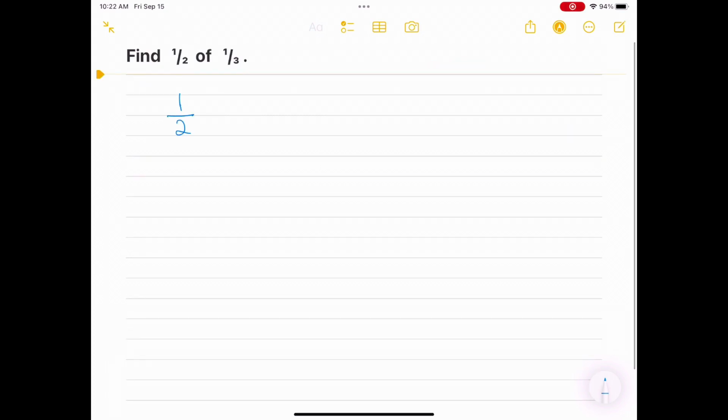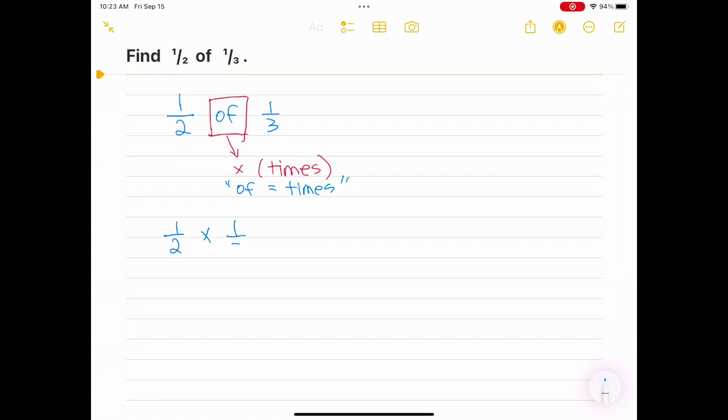Find 1/2 of 1/3. Of means times. So you should always multiply when you see the word of. Substitute that word for times. So in this case, we have 1/2 times 1/3. We multiply straight across. The numerator is 1 times 1, and the denominator is 2 times 3, which gives us 1/6, and we box our answer.